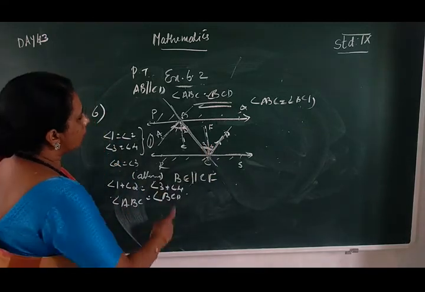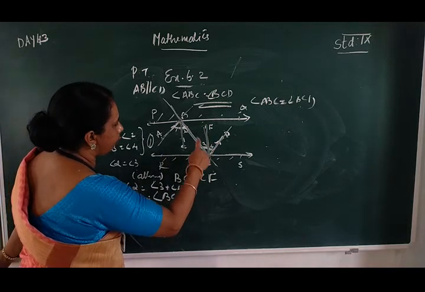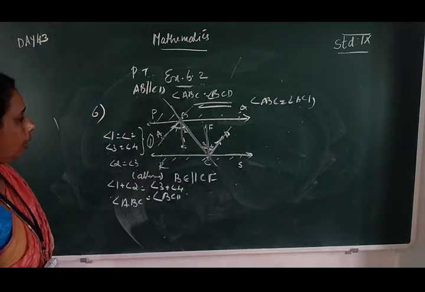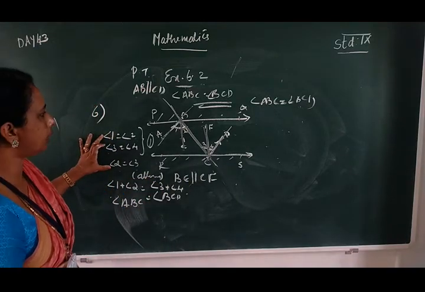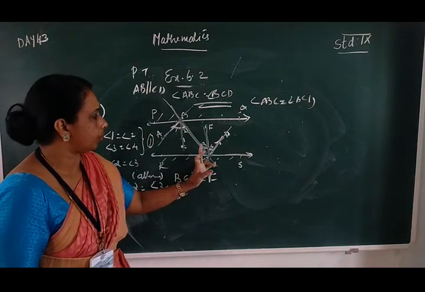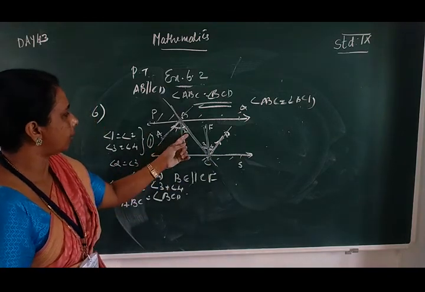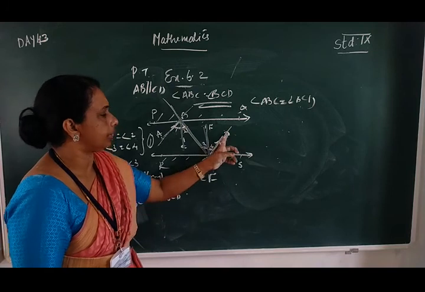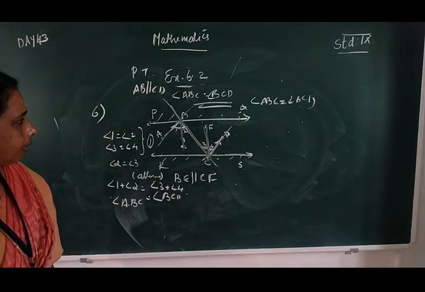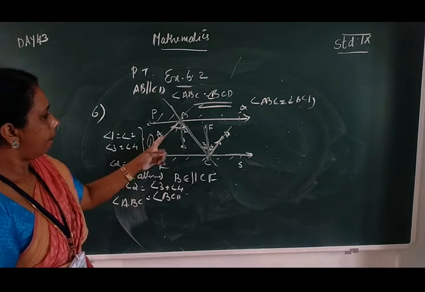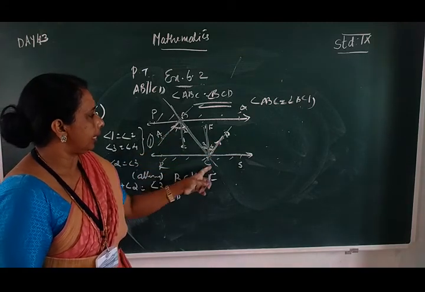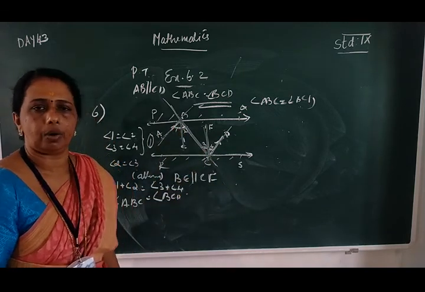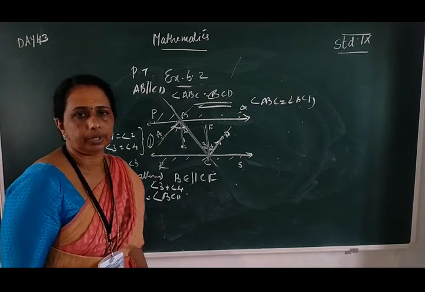Also by construction BE parallel to CF, and this is a transversal, so angle 2 is equal to angle 3. That is, the four angles are equal. So angle 1 plus angle 2 is equal to angle 3 plus angle 4. Angle 1 plus angle 2 is angle ABC, and angle 3 plus angle 4 is angle BCD. So we can say that AB parallel to CD. If two lines are intersected by a transversal and one pair of alternate interior angles are equal, then these two lines are parallel to each other.